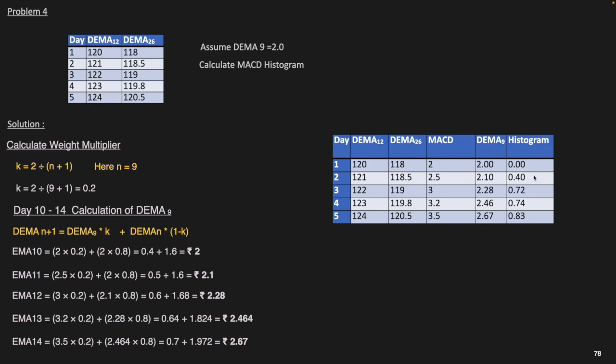So what is happening here? What is the interpretation? The histogram is slowly expanding. First it became 0.4, then it became 0.72, then it became 0.74. So it means the trend is strengthening. The market trend is strengthening, because the histogram is becoming positive day by day. The positiveness is increasing from 0 to 0.4 to 0.72, 74, 83 and so on. So you can generally consider the market is trending strong in the positive direction.